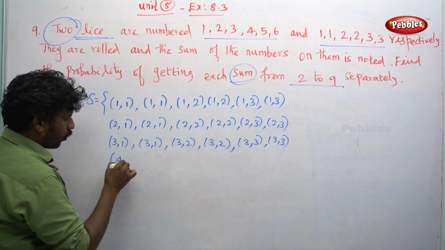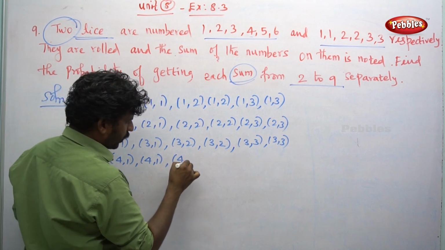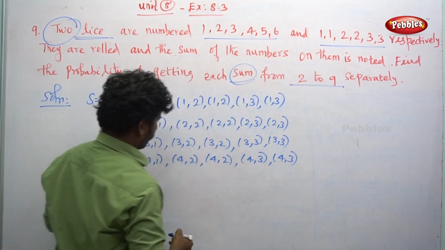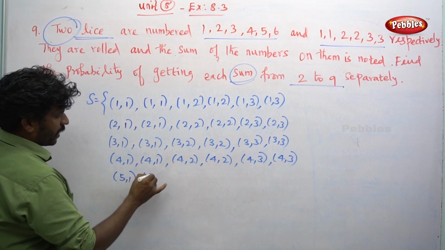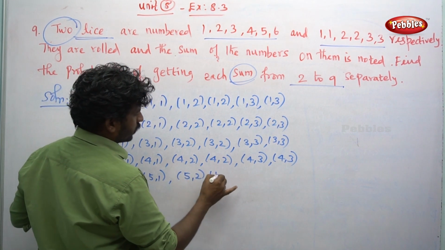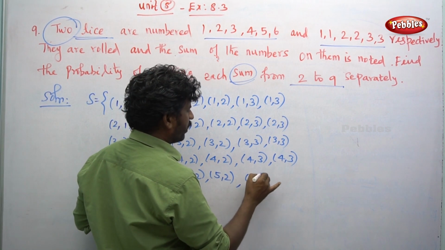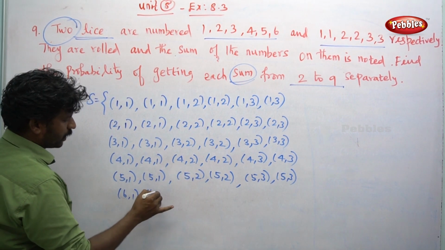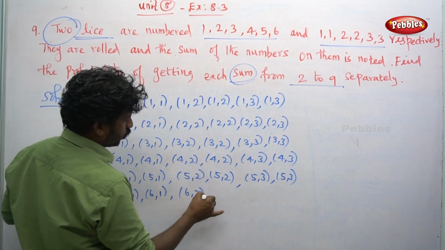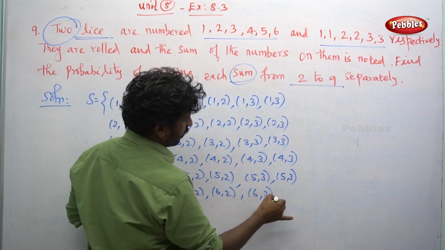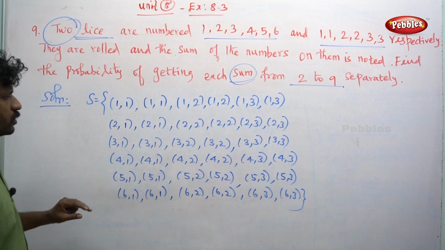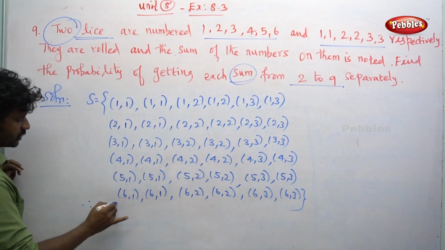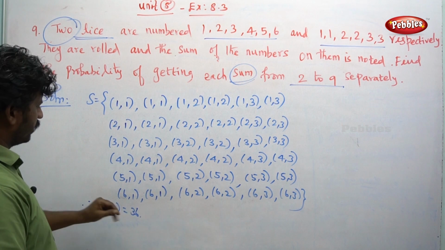Then 4,1, 4,1, 4,2, 4,2, 4,3, 4,3, then 5,1, 5,1, 5,2, 5,2, 5,3, 5,3, then 6,1, 6,1, 6,2, 6,2, 6,3, 6,3. In this way we combine the two numbers to write the sample space. So now n of s is equal to 36. If you count the total, 36 will come.